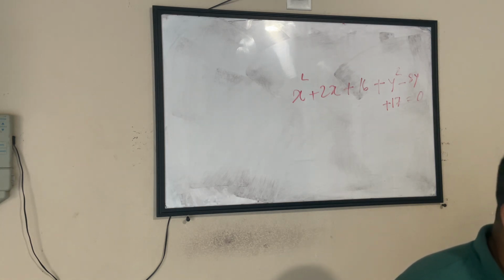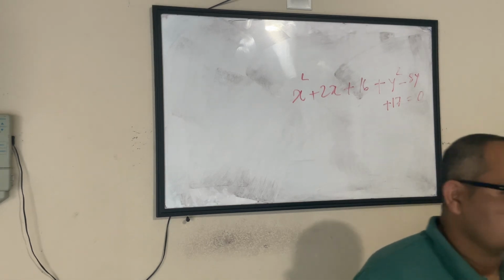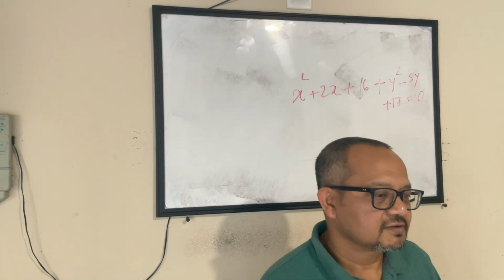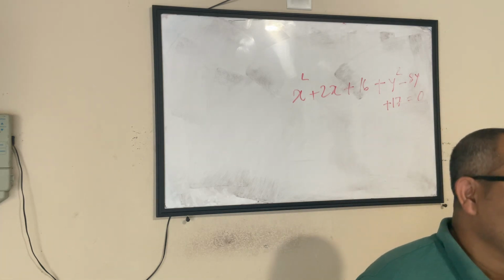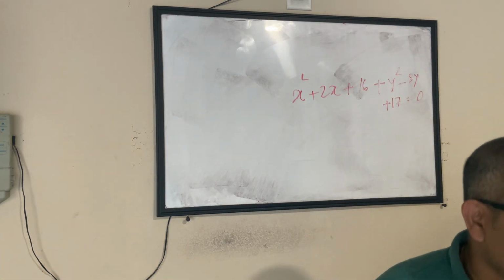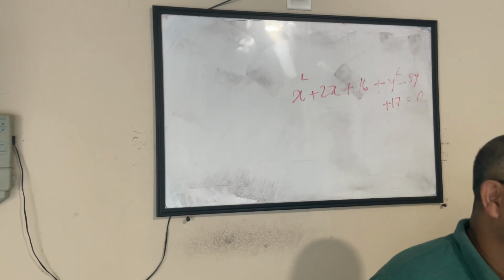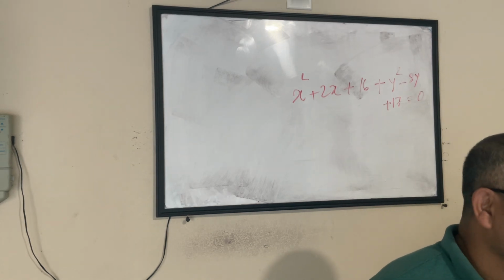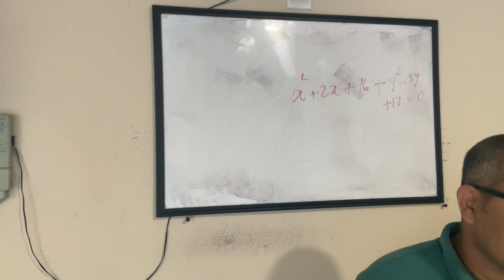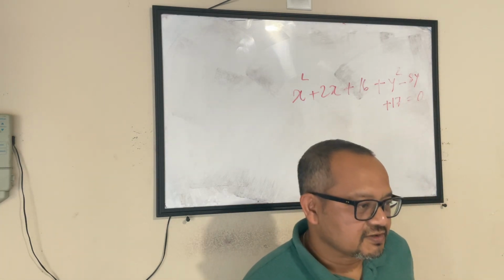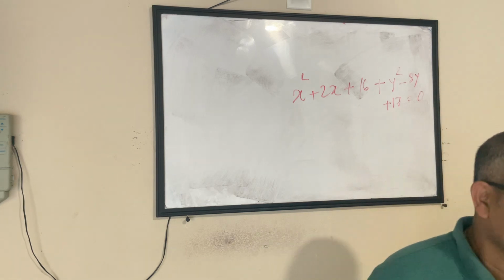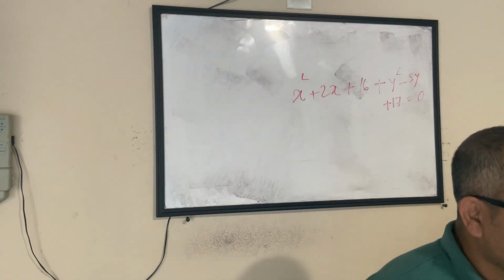Tables till 11. 11. 8 8 ja. 54. 64. Oh, good. Yeah. 5 9 ja. 45. 7 5 ja. 35. 6 9 ja. 54. 7 7 ja. 49.